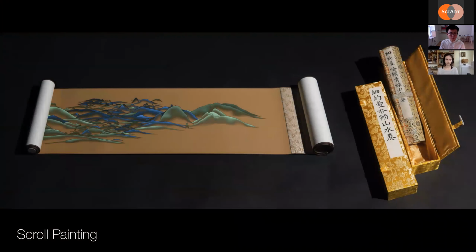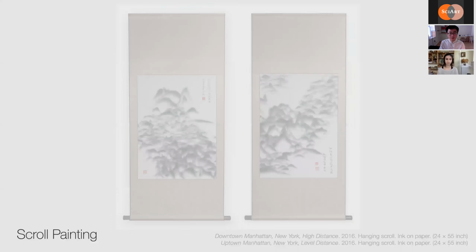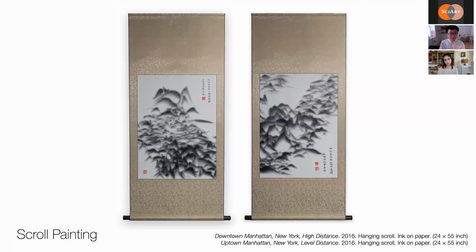You can see the paintings were framed into the traditional format of scrolls. This scroll is a partial view of a long scroll in which you can see the downtown skyscrapers represented as huge mountains. Here on the left, we're looking from Midtown Manhattan to downtown. And on the right, we're looking from Midtown to uptown, where you can see Central Park represented as a lake because there are no buildings within it. So this is the first project, Shanshui in the World.